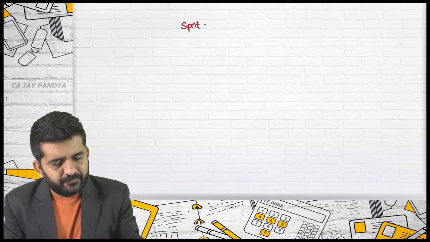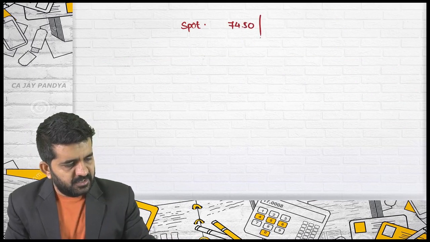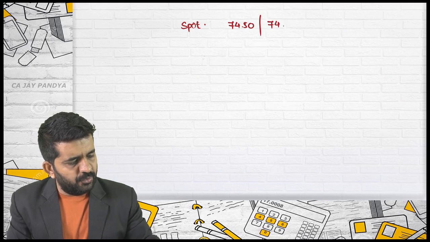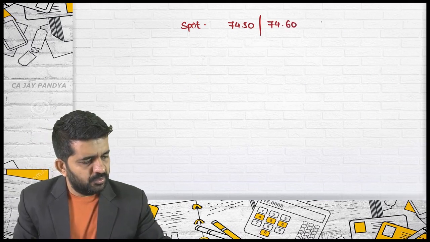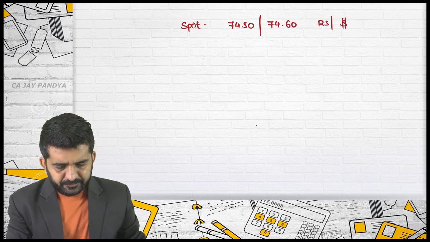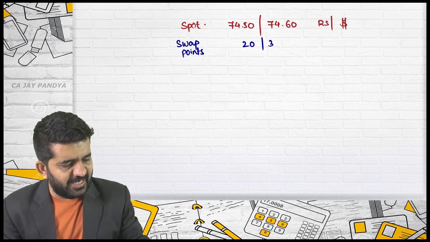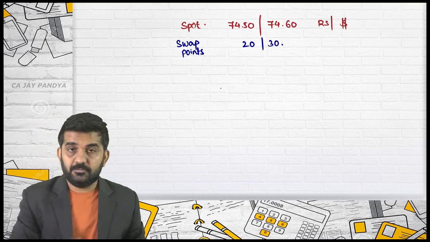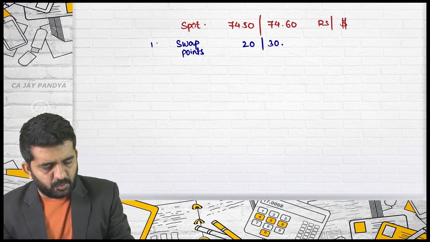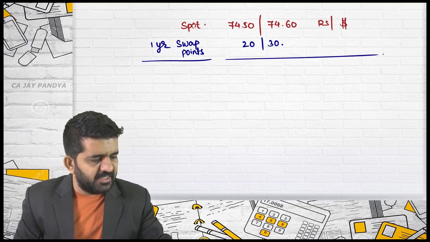Why? Try to concentrate. This is the spot rate, 74.50 slash 74.60 rupees per dollar. Swap points are 20/30. These are 1 year swap points. What is given is 20/30.